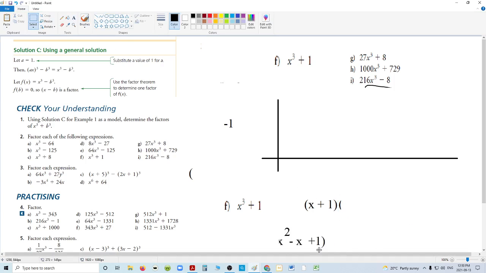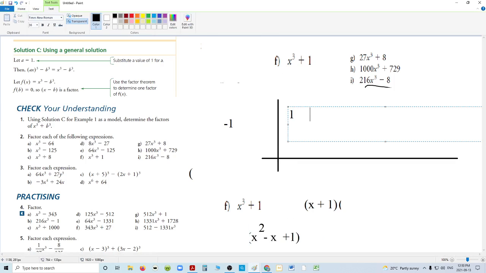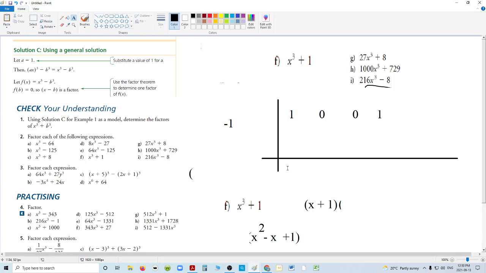So that's what I should expect. Let's see what I actually get. What are the numbers in front of x cubed? 1. What's the number in front of x squared? 0. What's the number in front of x? 0. And then the last number? 1. I bring the number 1 down.